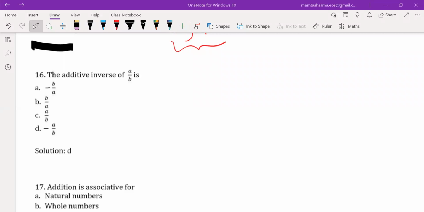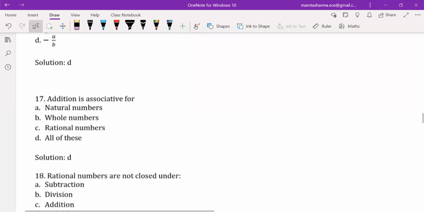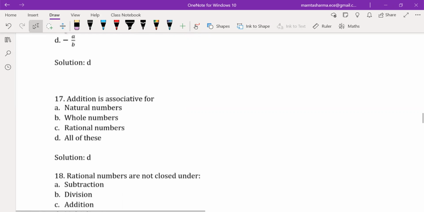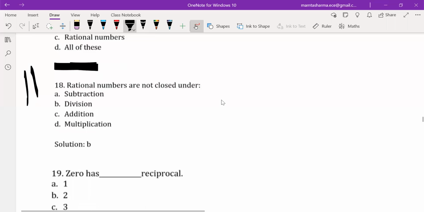Minus a by b. Very good. Next, additive is associative for all of these, all of the above. How? Because we can do addition with any of these and the result will be the same. Natural number, whole number.